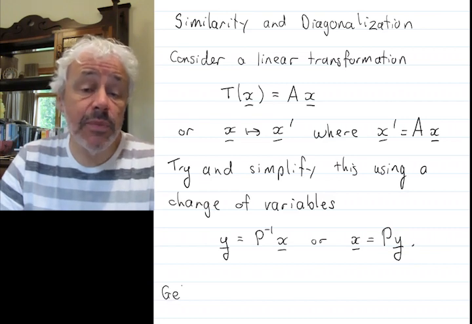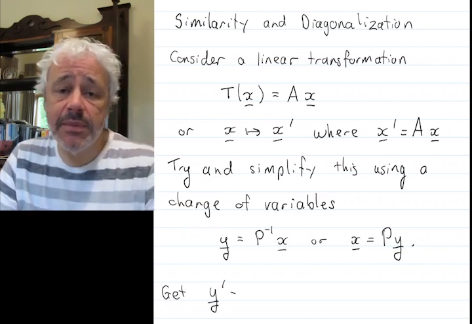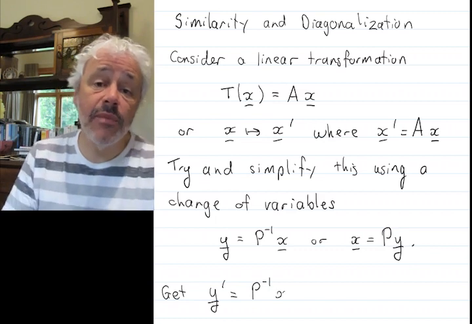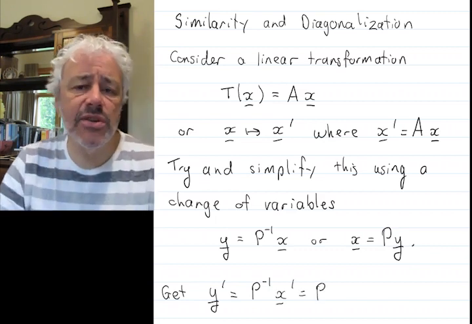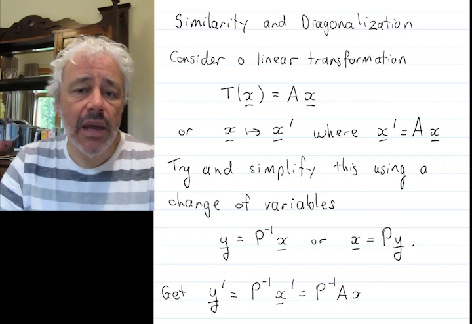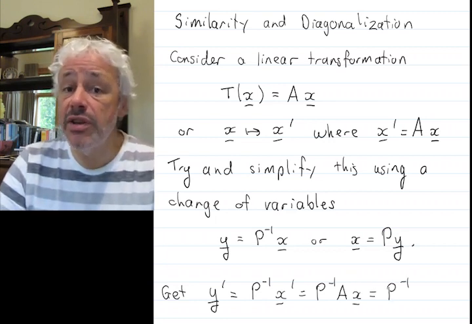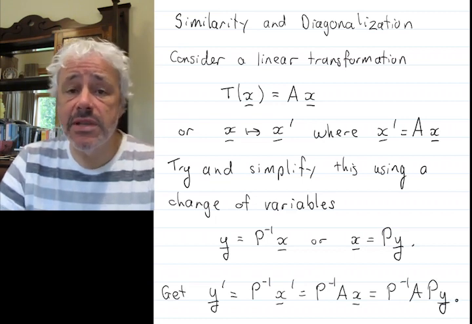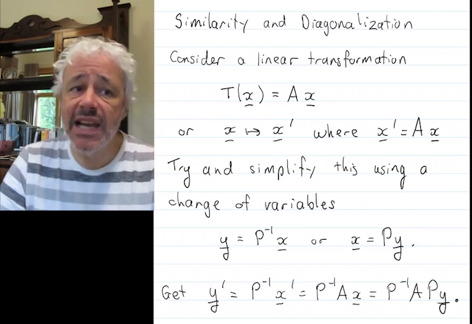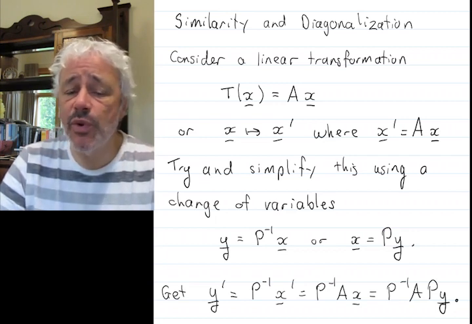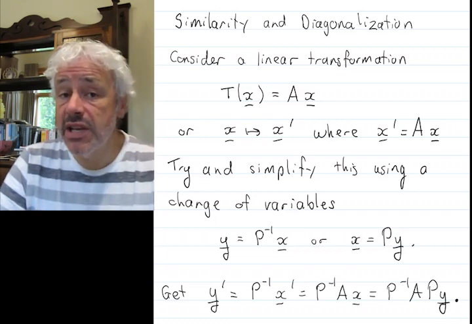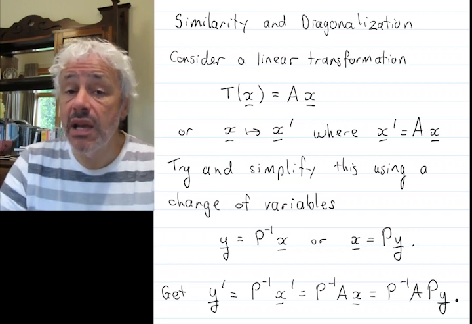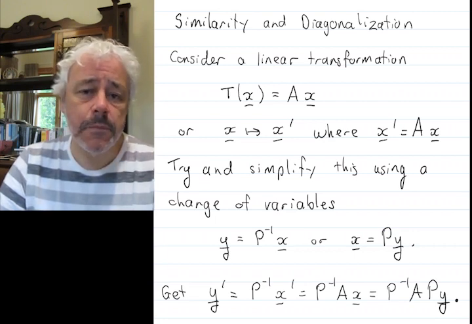If the matrix P is invertible, which is assumed because I'm writing P inverse, then I can go back and forth between the old variables x and the new variables y. How does the linear transformation look in the new variables y? Well, y prime, the output y, is going to be P inverse times x prime. That's P inverse times Ax. But x is Py, so y prime equals P inverse APy. So the matrix of the linear transformation in the new variables y is P inverse AP.